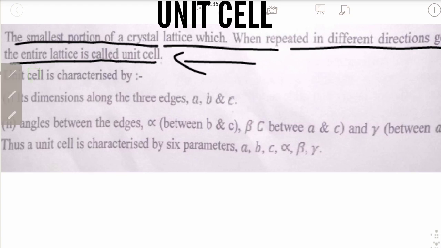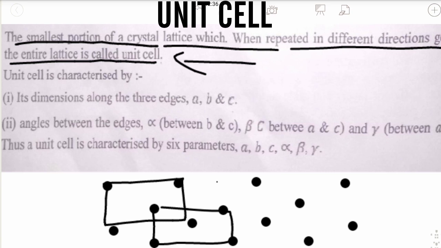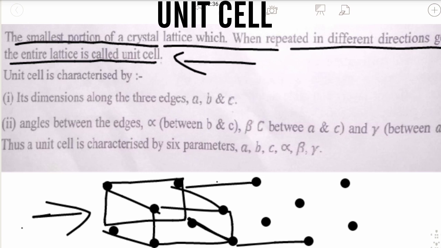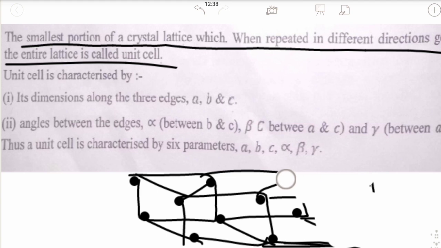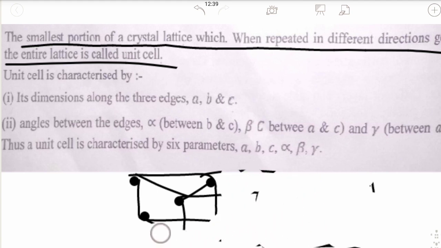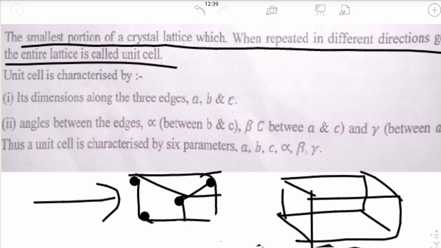Let me draw the structure of a crystal lattice. These are the points of the crystal lattice. Join these points and you get the structure of a crystal lattice. When you join these lattice points, you will get one cubical structure. You will get this cubical structure.